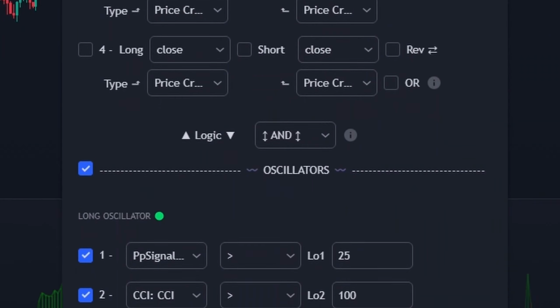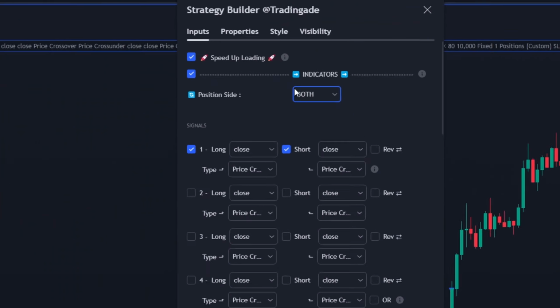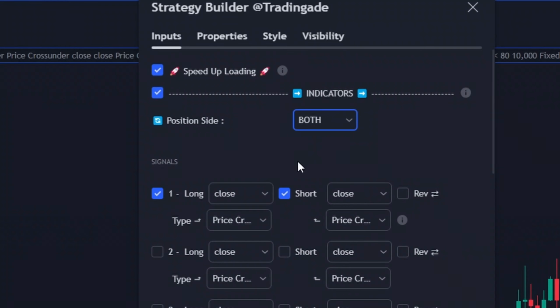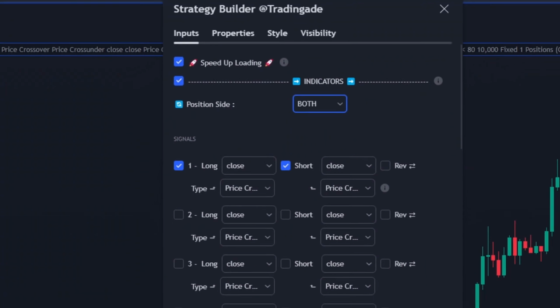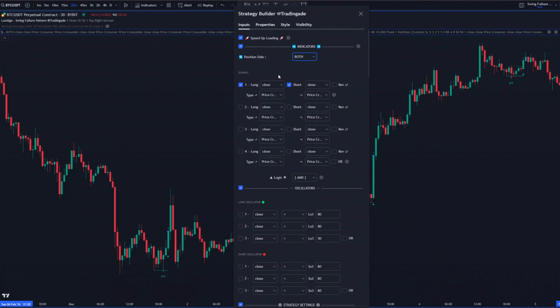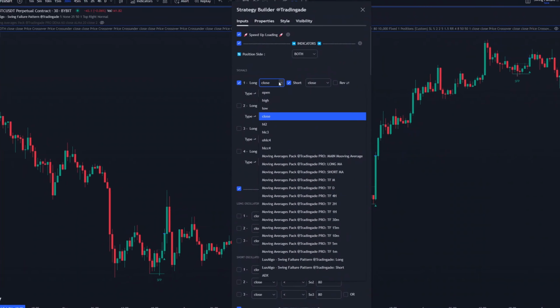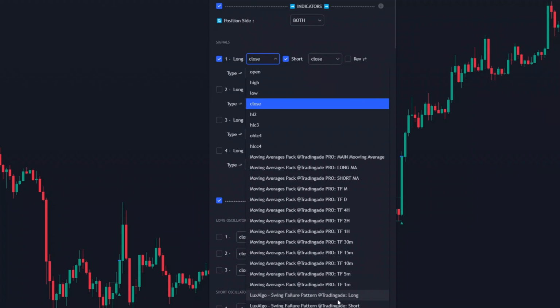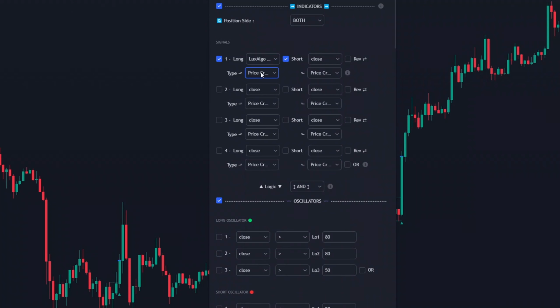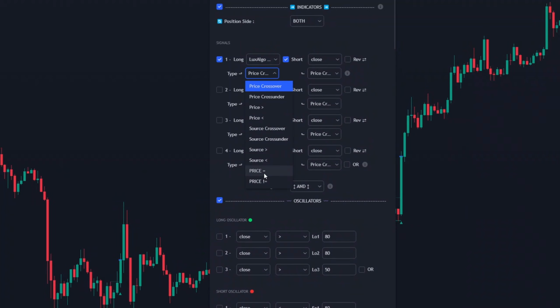Let's start by configuring it in just 2 minutes. Here we will set both long and short position, and let's start by configuring the long entry signal. In order to generate long entries when a long swing failure pattern signal is generated, we just need to open here and select a long signal right here. In type we will select price equal, and we are good to go.